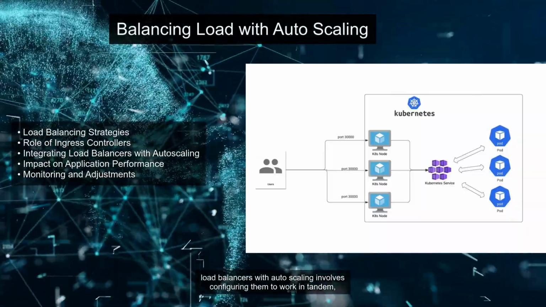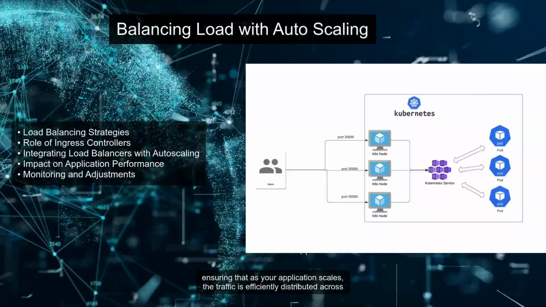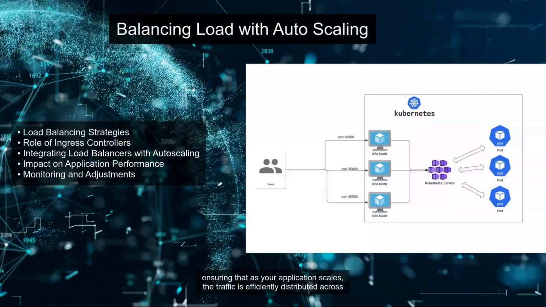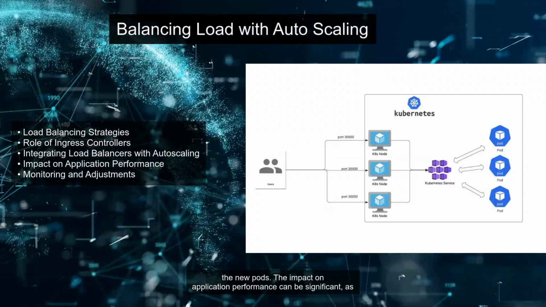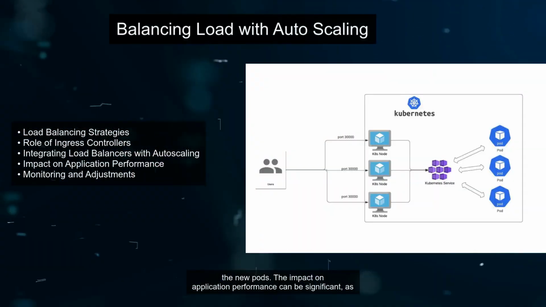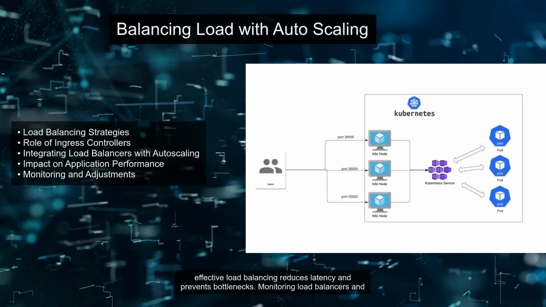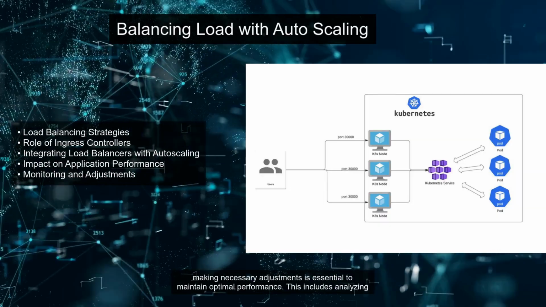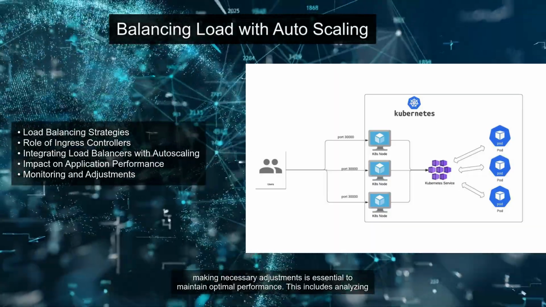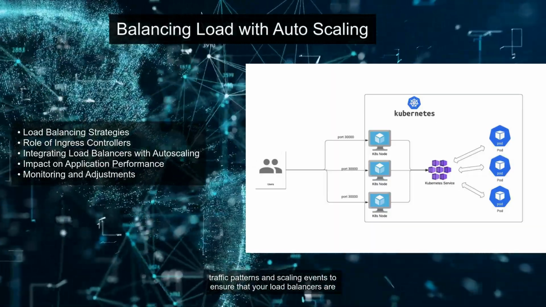Integrating load balancers with auto-scaling involves configuring them to work in tandem, ensuring that as your application scales, the traffic is efficiently distributed across the new pods. The impact on application performance can be significant, as effective load balancing reduces latency and prevents bottlenecks. Monitoring load balancers and making necessary adjustments is essential to maintain optimal performance.